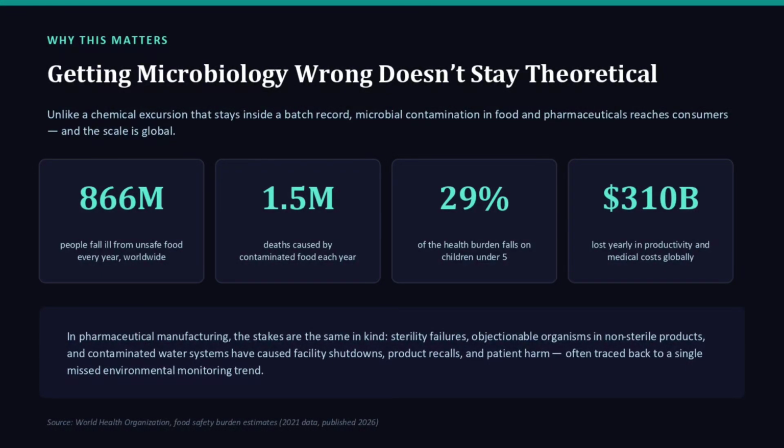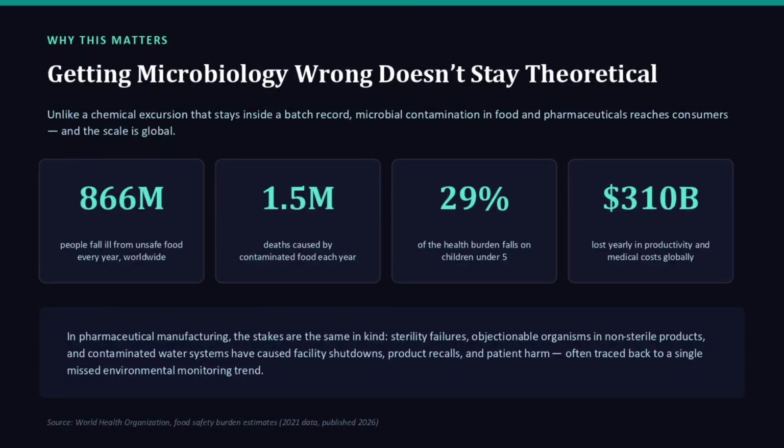According to the World Health Organization, an estimated 866 million people fall ill every year from unsafe food, worldwide. And 1.5 million of them die. 29% of that health burden falls on children under 5. And globally, unsafe food costs an estimated $310 billion a year in lost productivity and medical expenses. These are not abstract numbers from a textbook. This is happening constantly, all over the world, and it traces back to exactly the kind of contamination we are about to spend the next 11 lectures learning to detect, prevent, and investigate.